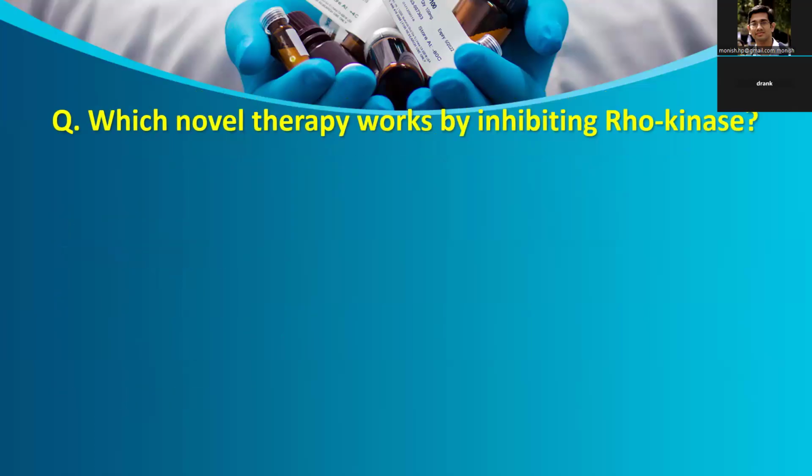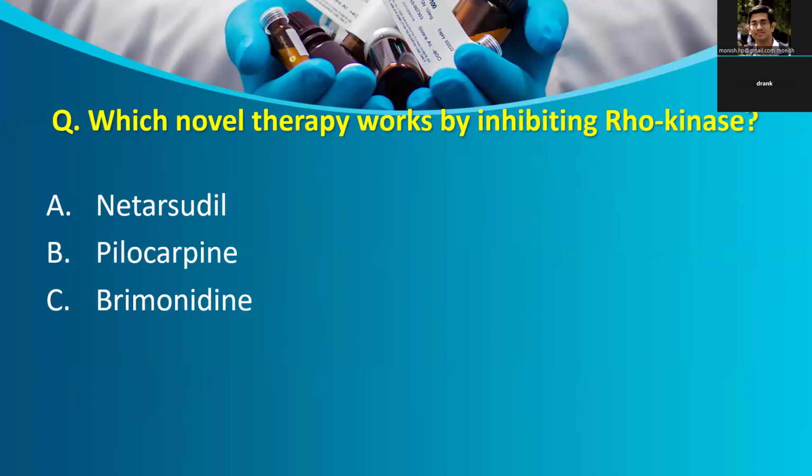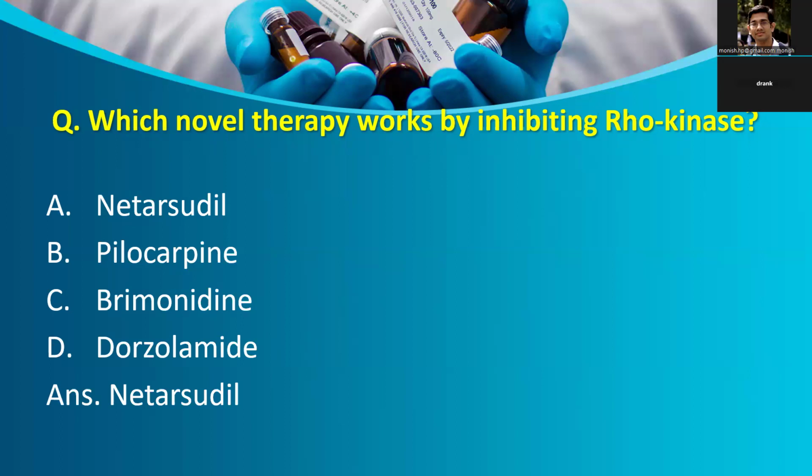Then the last question is, which novel therapy works by inhibiting Rho kinase? The options are netarsudil, pilocarpine, brimonidine, or dorzolamide. In the novel targets, we saw that netarsudil acts on the Rho kinase receptors ROCK1 and ROCK2, which are present on the trabecular meshwork, and by acting on those receptors, it increases trabecular outflow. So these are the Rho kinase inhibitors. This is the newer agent netarsudil, which received FDA approval in 2017. Pilocarpine is a very old drug, which is a parasympathomimetic. Brimonidine is an alpha agonist, and dorzolamide is a carbonic anhydrase inhibitor. So the Rho kinase inhibitor is netarsudil. That is the answer for this question.